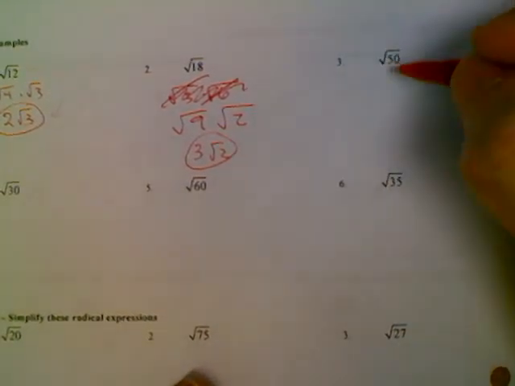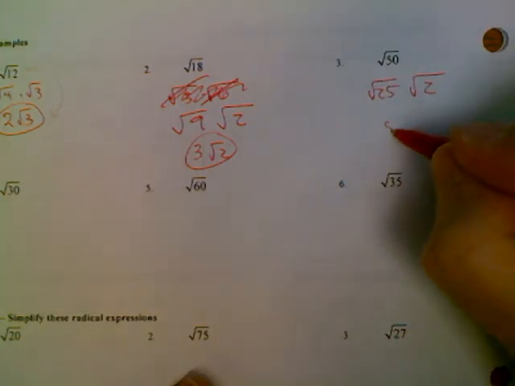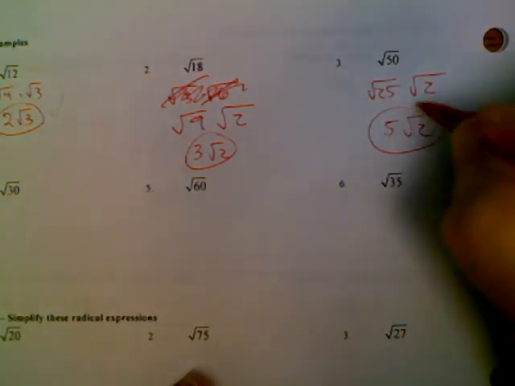Square root of 50. Do you remember that list of perfect squares? Let's see. Factors of 50. I know, 25 and 2. 25 has a square root which is a nice whole number. There's our answer.